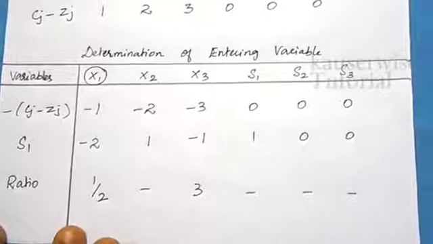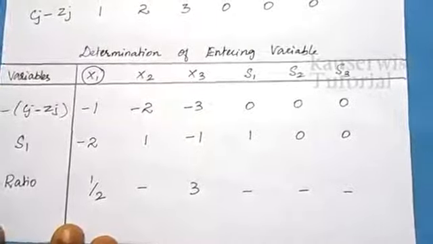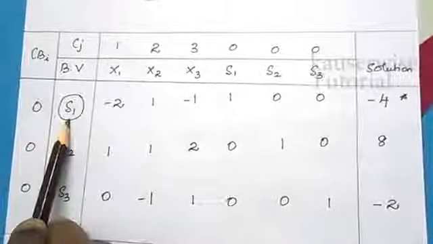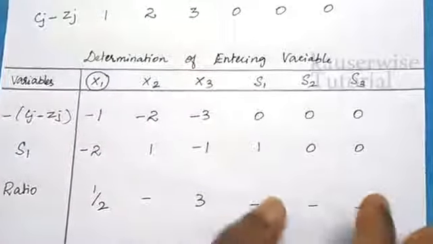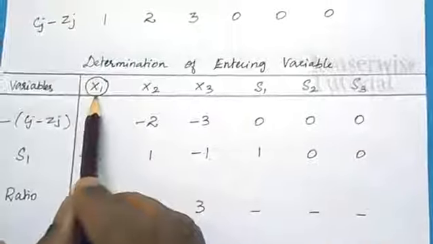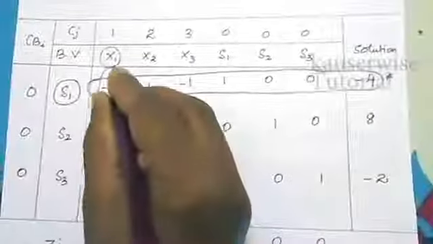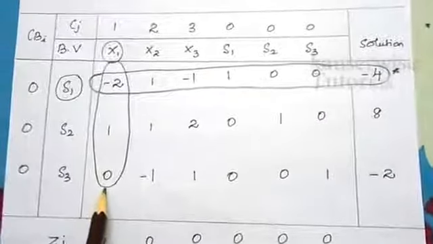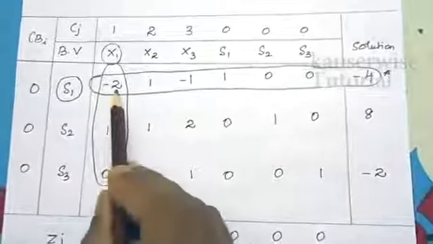Now we have to move further to remove the infeasibility in the solution column. See, S1 is the leaving variable. Just put one circle to identify the leaving variable. Look at the determination of entering variable table. Here we have got x1 as the entering variable. Just highlight this column. This one is the pivotal column, this one is the pivotal row and this one is the pivotal element, that is, key row, key column and key element. With this we need to proceed to the second iteration.